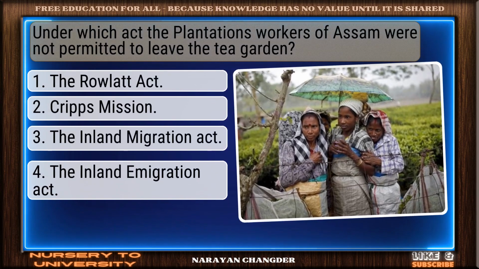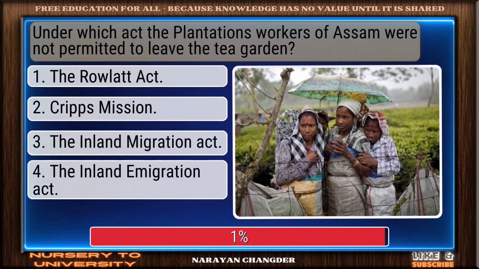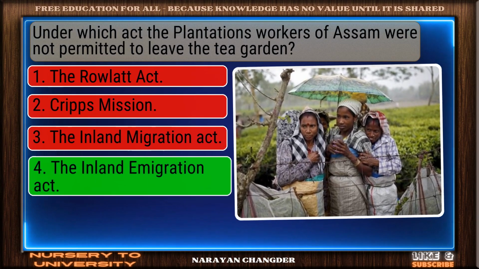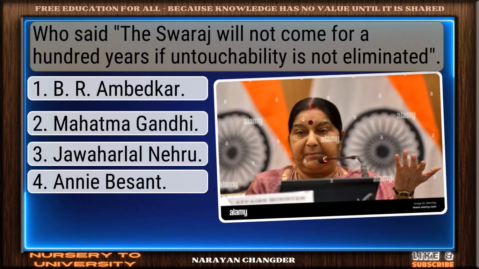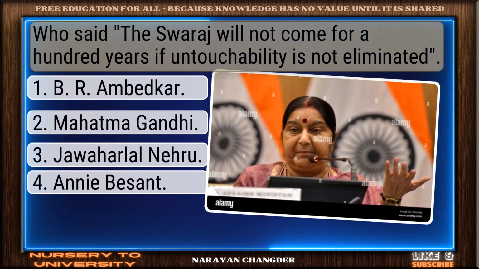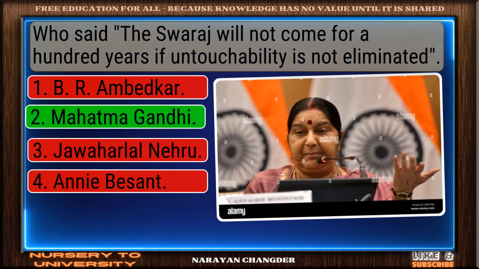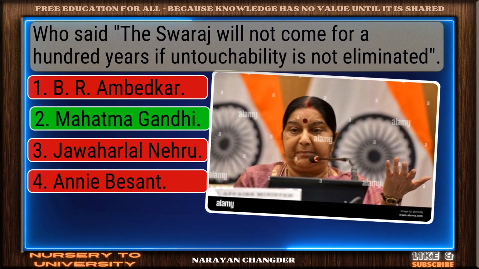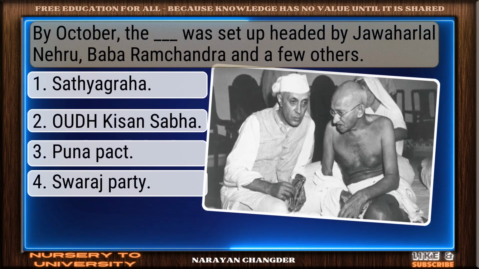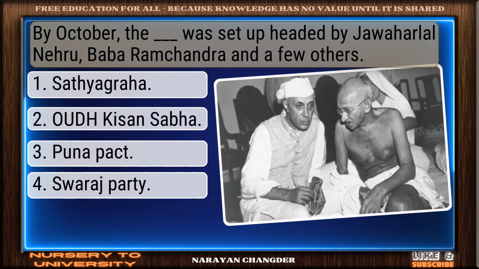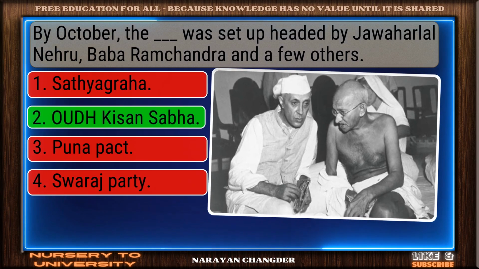Under which act were the plantation workers of Assam not permitted to leave the tea garden? Exactly. The Inland Emigration Act makes sense. Who said, the Swaraj will not come for 100 years if untouchability is not eliminated? Correct response. Mahatma Gandhi is accurate. By October, the Dash was set up headed by Jawaharlal Nehru, Baba Ramchandra, and a few others. Strong choice. Oudh Kisan Sabha is right.